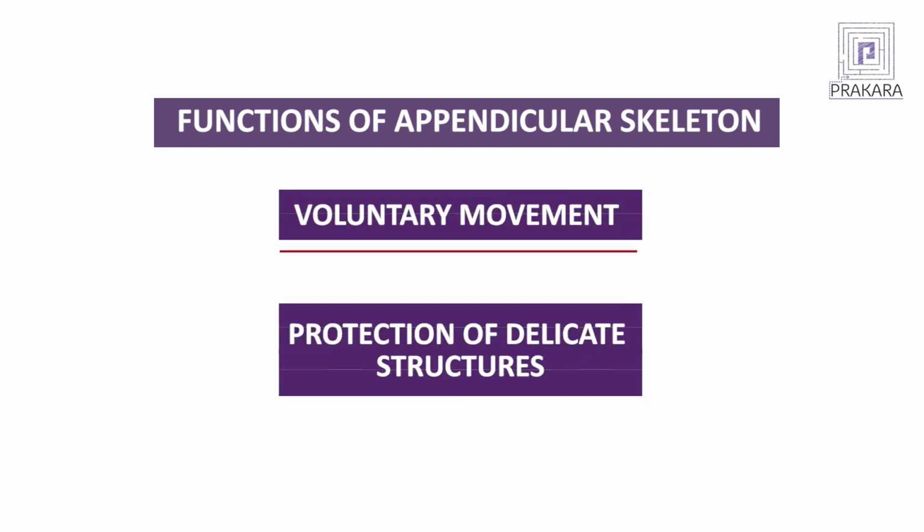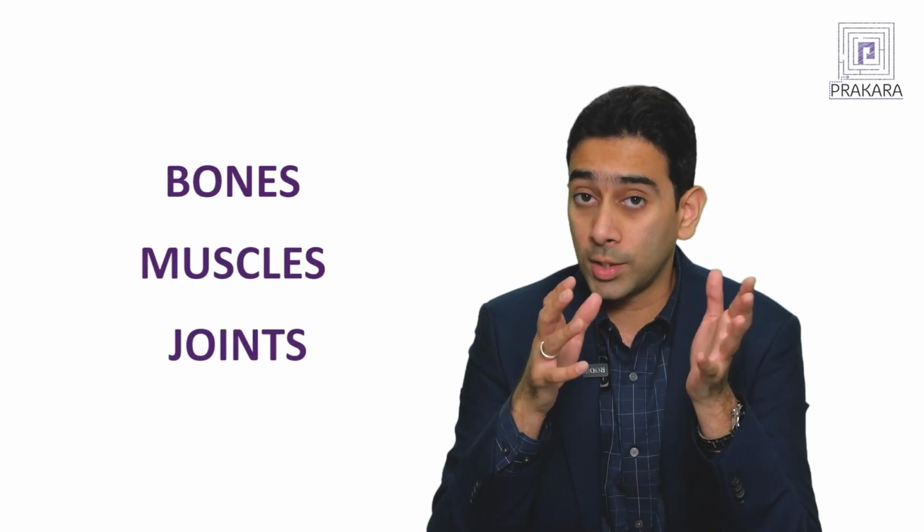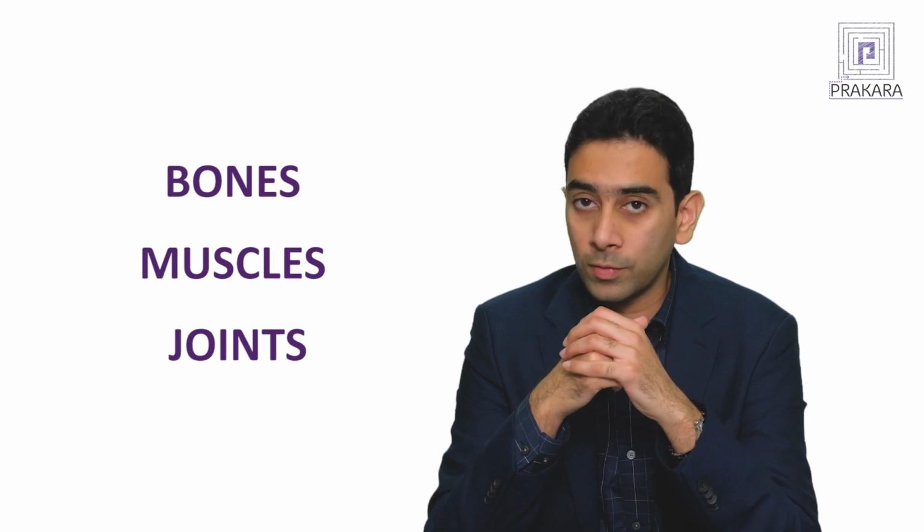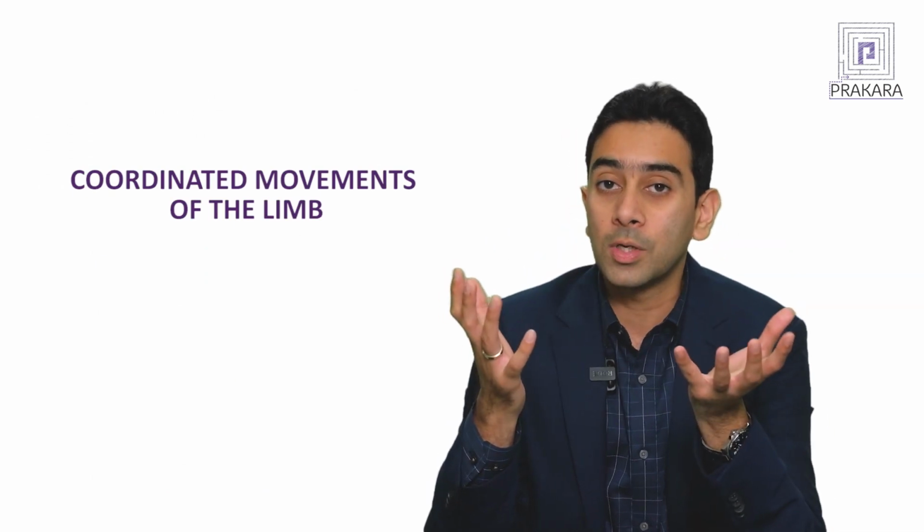The 2 major functions of the appendicular skeleton are voluntary movement and protection of the delicate structures. The first function, that is voluntary movement: the bones, muscles, and the joints together are responsible for the movement of the body. This includes fine movements like writing and drawing, and also coordinated movements of the limbs which are required for running, jumping, and dancing.